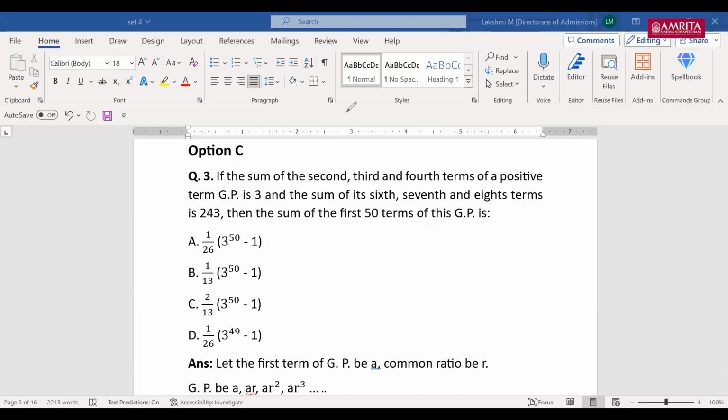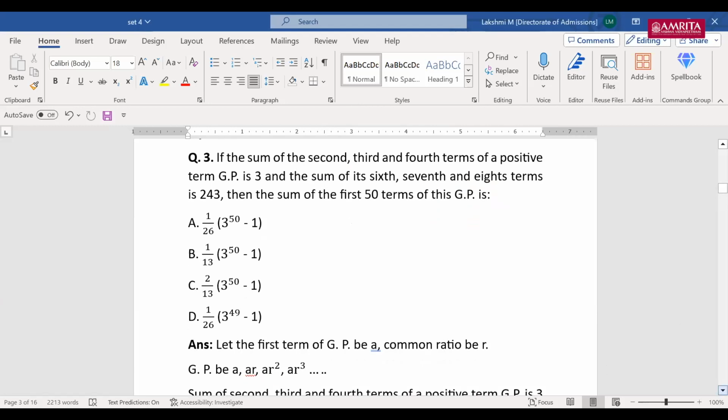And I request all the kids to just note down the question in a way that you will be able to revisit it again. No need to write everything in the same way. You just have to write the question in a simple frame. It's a GP. Sum of second, third and fourth is 3. Sum of sixth, seventh and eighth is 243. Sum of first 50 terms of GP.